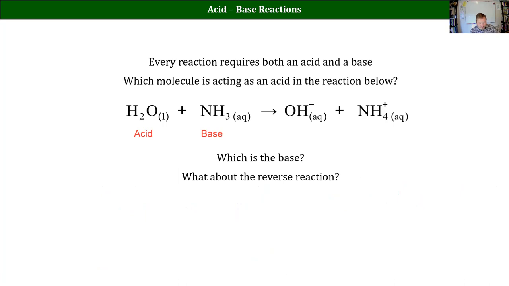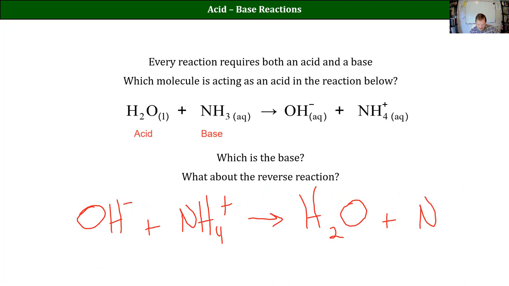What if we did the reverse reaction for this first one? If we had started with hydroxide and ammonium, and they reacted together to make H2O and NH3, which is the acid and which is the base? So whatever's losing an H+ is the acid. Whatever's accepting the H+ is the base.